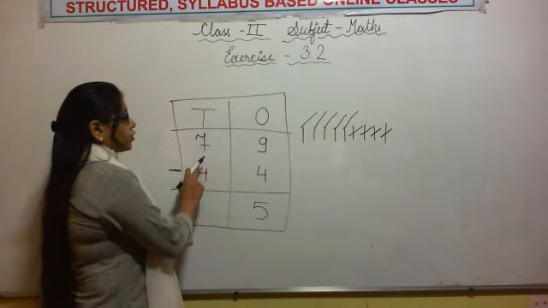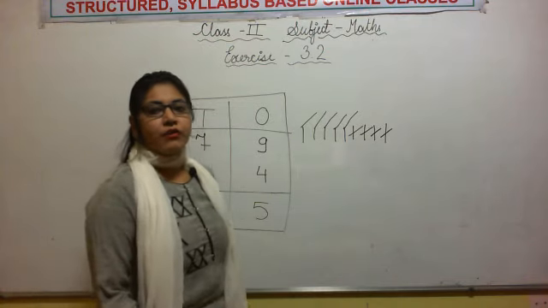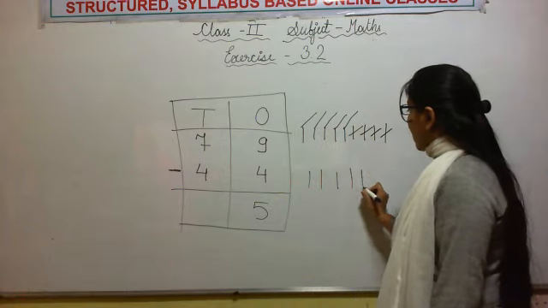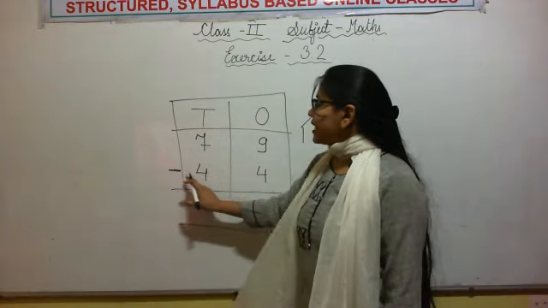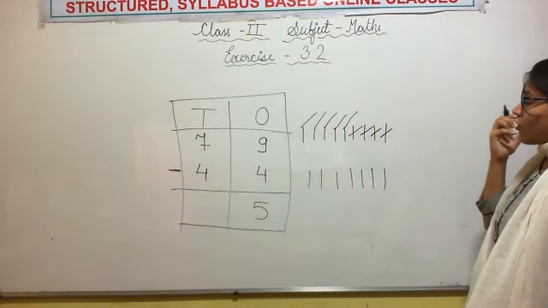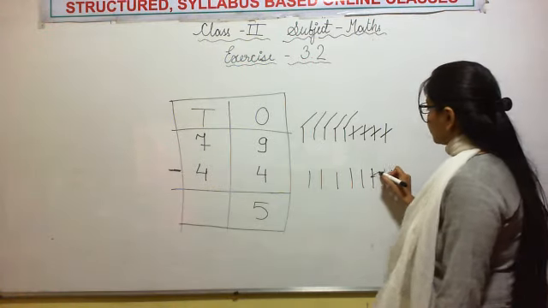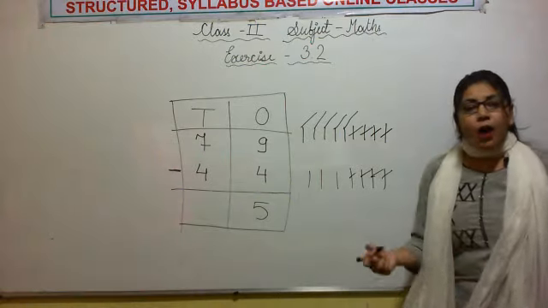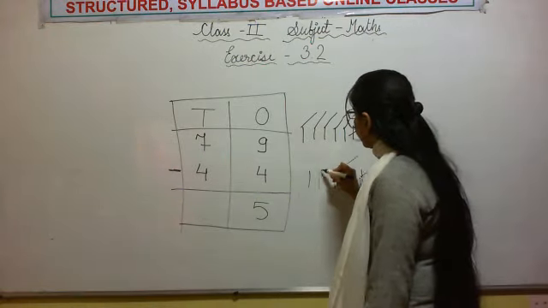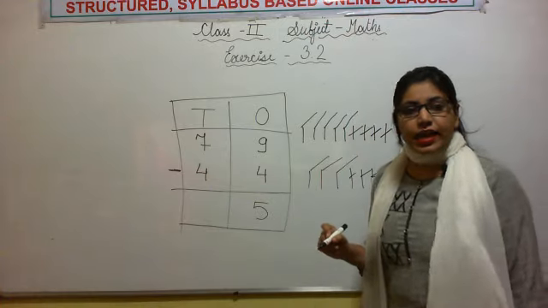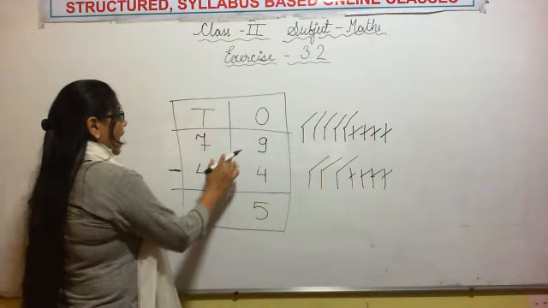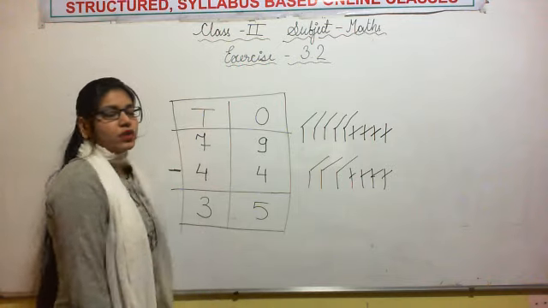7 minus 4. First of all 7 is there, so we will draw 7 sticks. 1, 2, 3, 4, 5, 6, 7. Minus 4 is there, so we will cancel out 4 sticks. 1, 2, 3 and 4. Now the next step is counting the remaining sticks. 1, 2 and 3. 3 sticks, so we will write the number 3. So 79 minus 44 is equal to 35.